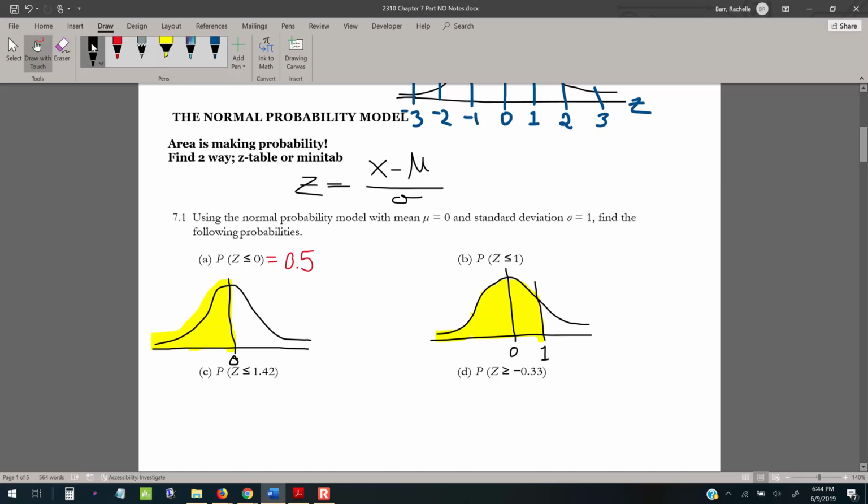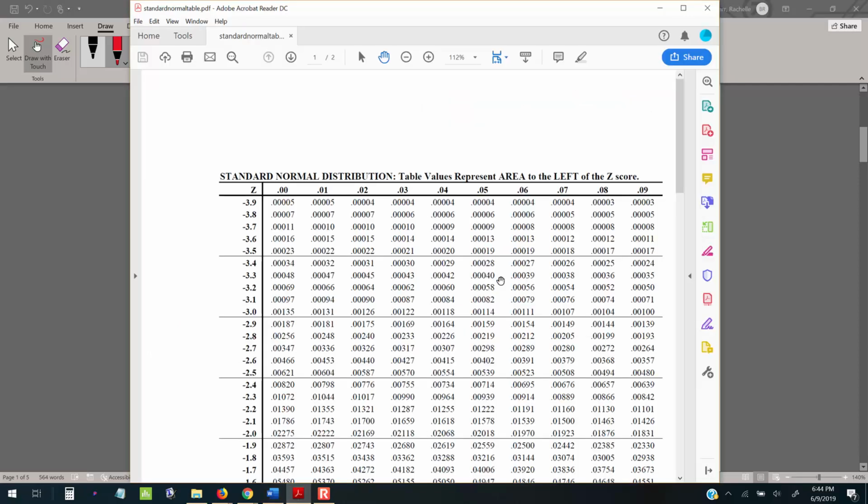So I'm hoping you're picturing, oh, I see how Minitab's going to factor in here. So if I want area to the left of 1, I know immediately from looking at this, it's got to be more than half, because half of the distribution is colored, and then I've got this extra. So let's figure out how much that's going to be. And to do this, we're going to use the table. So I'm going to pull up the table now.